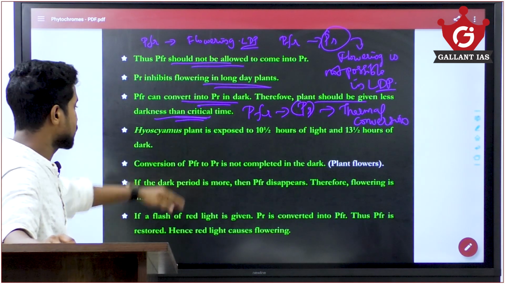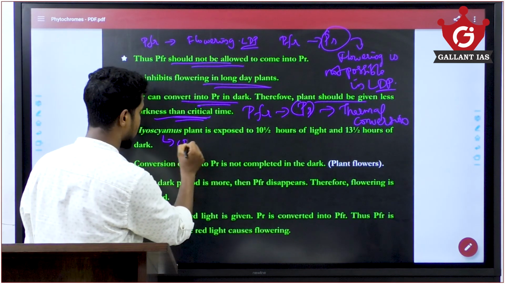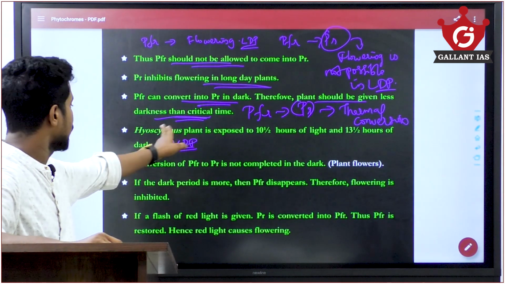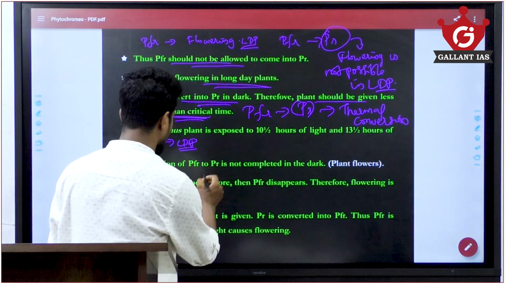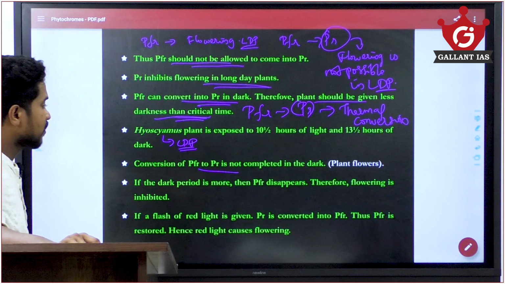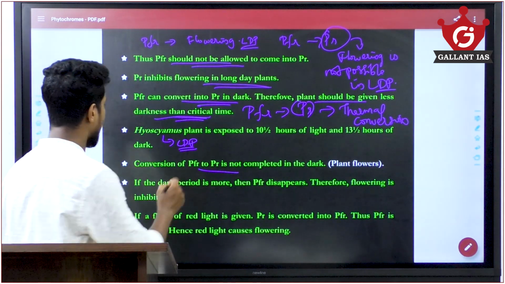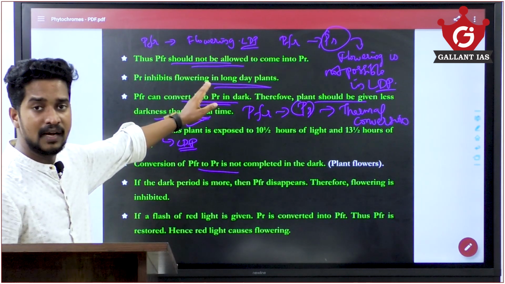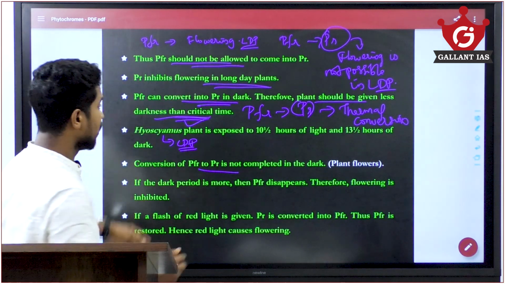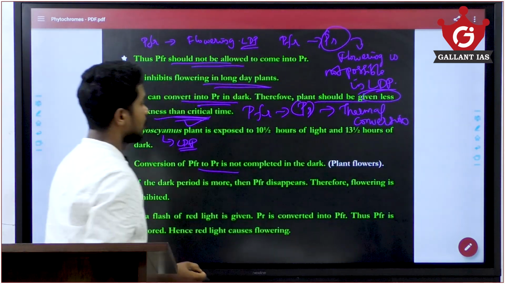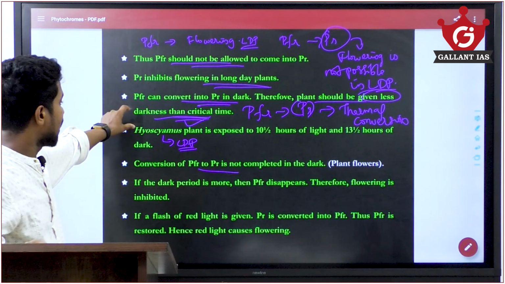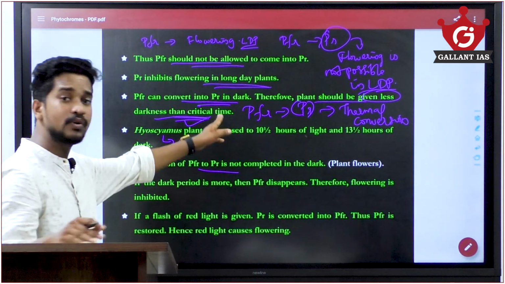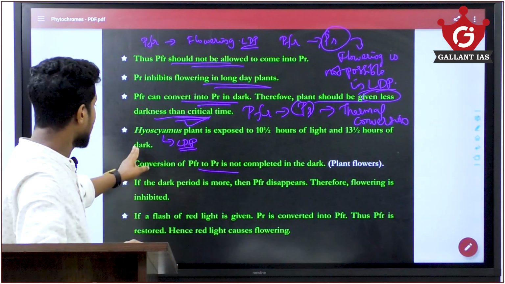Take this hypothetical plant, which is a long day plant, exposed to 10.5 hours of light and 13.5 hours of dark. Conversion of PFR to PR is not completed in the dark. Since it is a long day plant, to avoid converting PFR to PR, the plant should be given darkness less than the critical time. So this plant is exposed to 10.5 hours of light and 13.5 hours of dark.